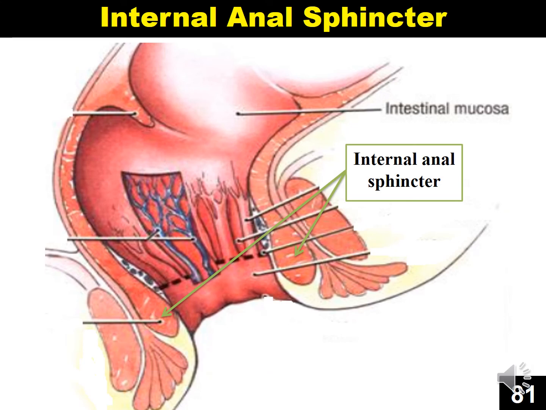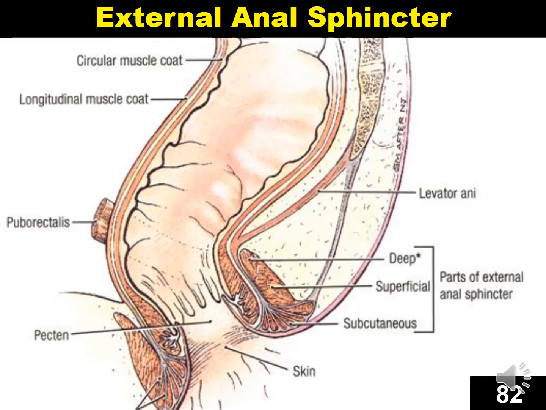Here you can see the internal anal sphincter marked in green. Here in this diagram you can see the three parts of the external anal sphincter. First the subcutaneous at the bottom, above it the superficial, and above it the deep part. The three make the external anal sphincter, which is supplied by the inferior rectal nerve.